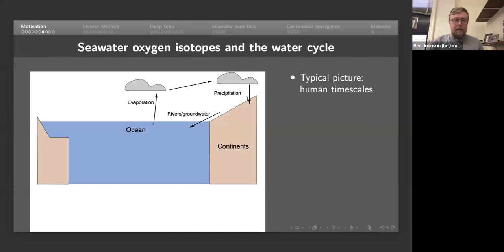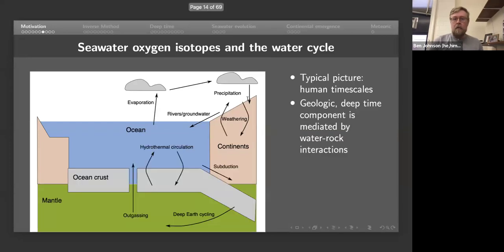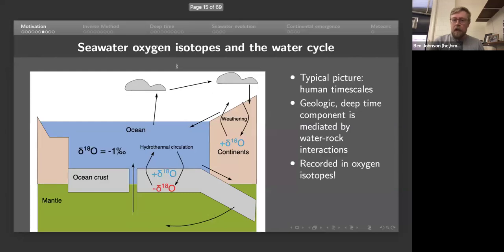But of course, as geoscientists and earth scientists, we know there are a number of other important fluxes in this system. There's the interaction of water and rock in a number of different settings, including weathering on the continents, hydrothermal alteration of the oceanic lithosphere, as well as deep earth water cycling through subduction, entrance into the mantle and outgassing at mid-ocean ridges or other places where volcanoes are active. And so really this deep time water cycle is mediated by water-rock reactions. And there are a couple of those that are extra important.